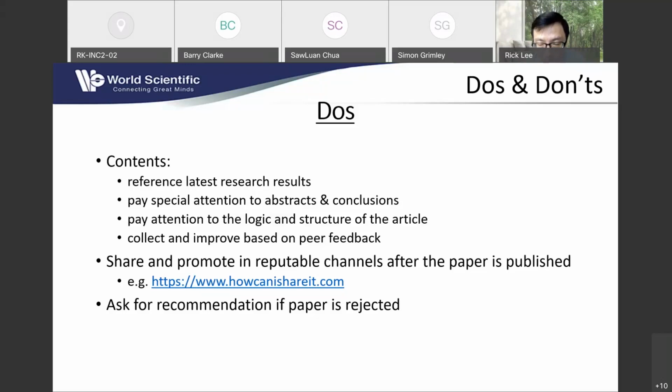That's why sharing it is important. But to share in a proper way is also very important. You don't want your article being shared in a place that you didn't intend to. So that's the reason you need to pay extra attention to that. Now, the last point here actually is very interesting.